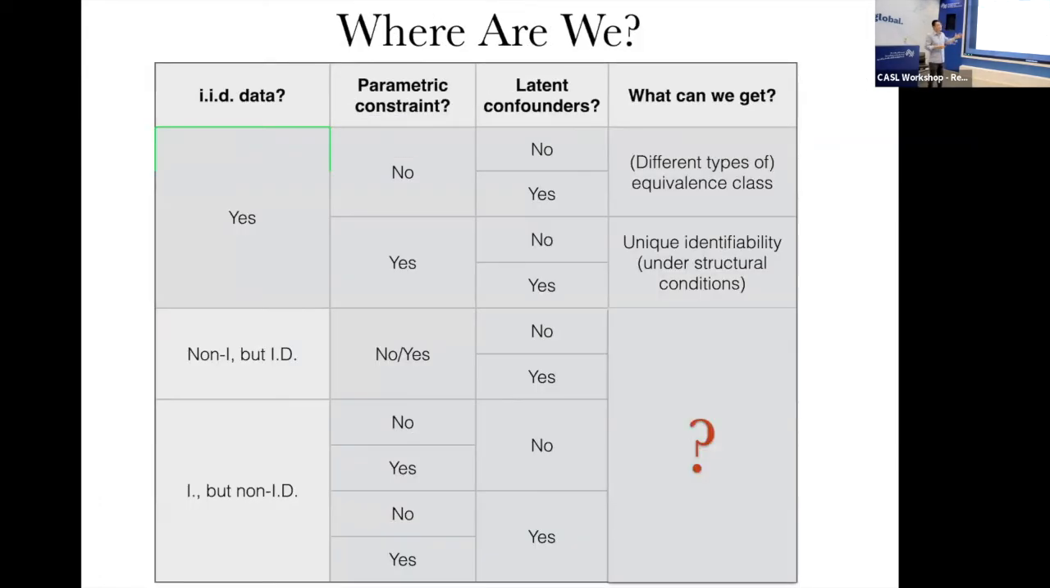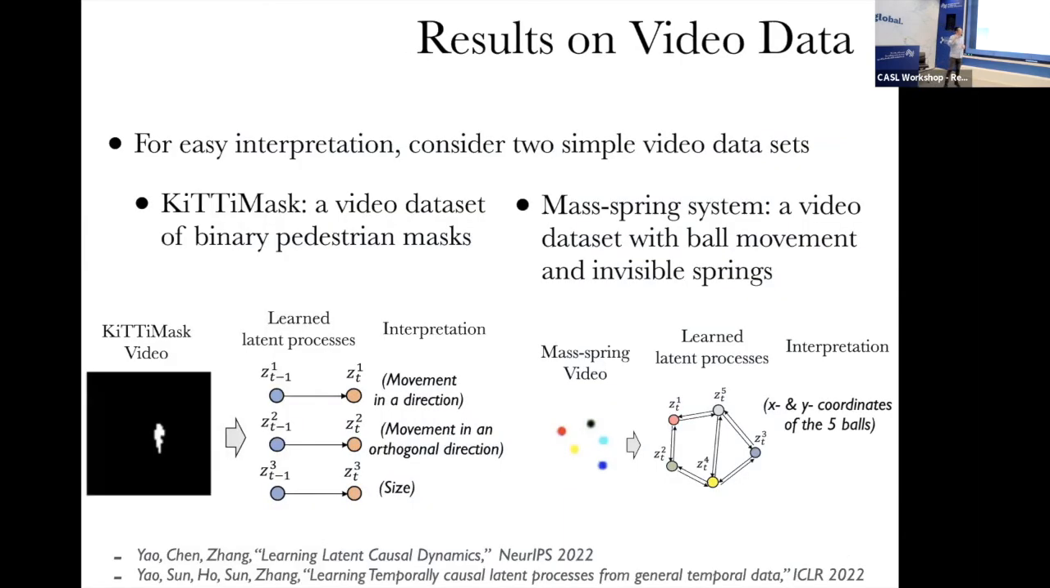And this is the IID case. If you go beyond the IID case, all of a sudden it's much simpler. Let me just give you some examples. So this is our result on learning underlying representation from time series data, say video data. Basically, let me just give two results on very simple data sets.